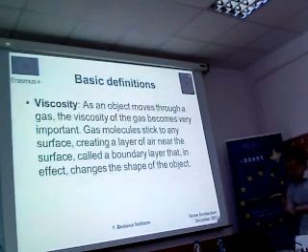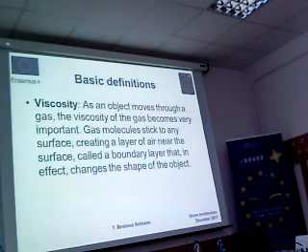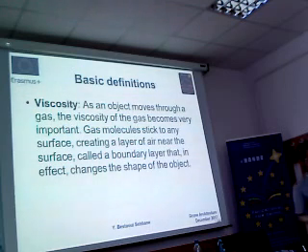And the viscosity: when an object moves through a gas, the viscosity of the gas becomes very important. The gas molecules stick to any surface, creating a layer of air near the surface, and we call it a boundary layer. In effect, it can change the shape of the object. So, for example, when we throw the air to the surface, it can change the shape of the object that it touched.